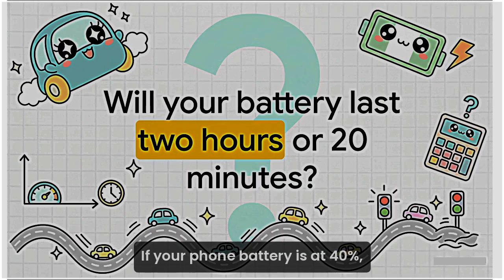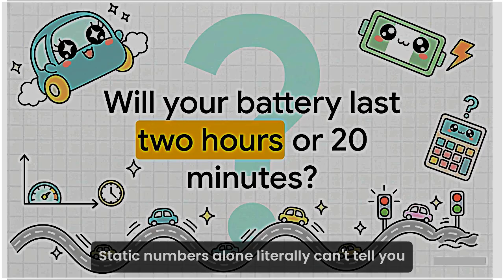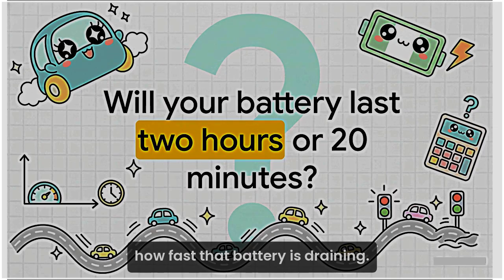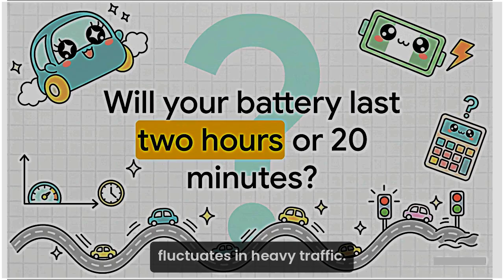If your phone battery is at 40%, is it going to last 2 hours or like 20 minutes? Static numbers alone literally can't tell you how fast that battery is draining. Same thing with your car. Static math doesn't know how your speed fluctuates in heavy traffic.